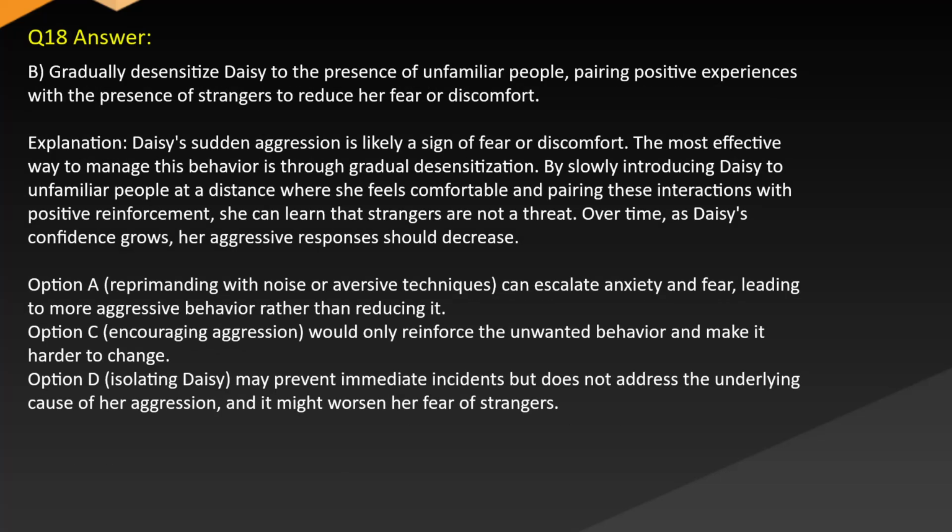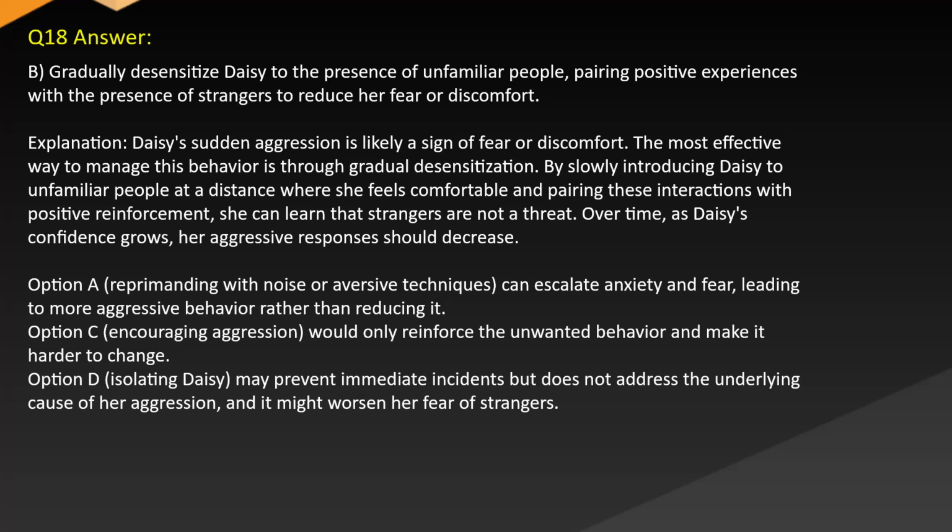Answer: B. Gradually desensitize Daisy to the presence of unfamiliar people, pairing positive experiences with the presence of strangers to reduce her fear or discomfort. Explanation: Daisy's sudden aggression is likely a sign of fear or discomfort. The most effective way to manage this behavior is through gradual desensitization, by slowly introducing Daisy to unfamiliar people at a distance where she feels comfortable, and pairing these interactions with positive reinforcement. She can learn that strangers are not a threat. Over time, as Daisy's confidence grows, her aggressive responses should decrease.